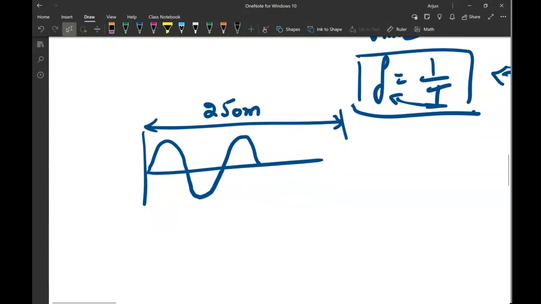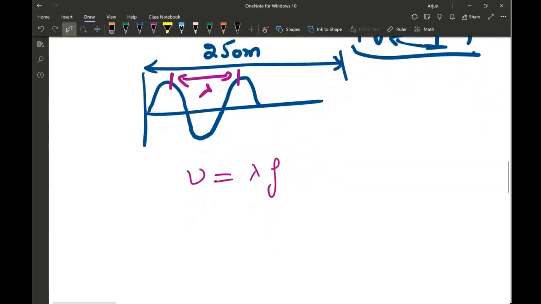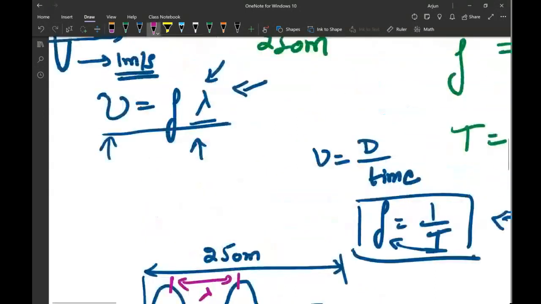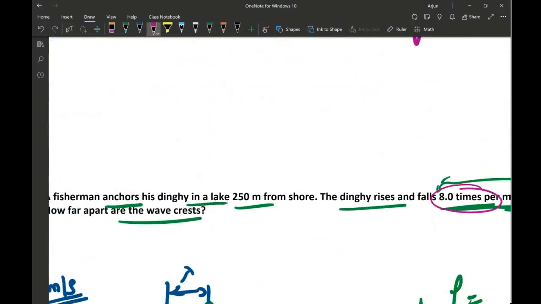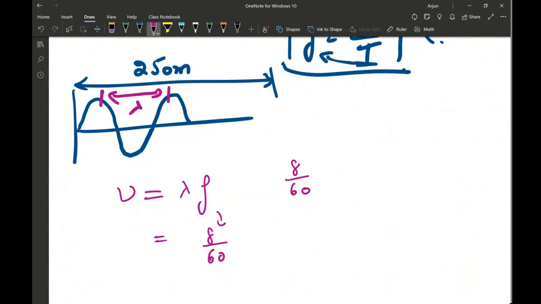We wanted to find this wavelength. We set this distance as lambda. I will write down the simple formula which we just learned: speed equal to lambda times frequency. The frequency is given to me. The dinghy falls and rises 8 times per minute. It means frequency is 8 divided by 60. That's why I'm dividing it by 60. Okay, so that's what frequency is.